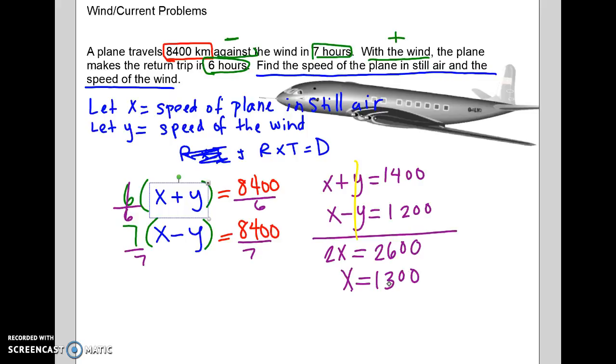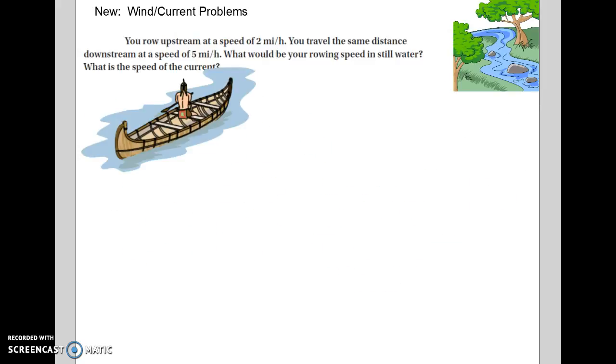So the speed of the plane in still air is 1,300, and I can plug that back into any one of the equations, but I'm going to plug it into this one because it's much smaller and simpler. So 1,300 plus y equals 1,400, which means the speed of the wind is 100 kilometers per hour. So speed of the plane in still air is 1,300 kilometers per hour, and the speed of the wind is 100 kilometers per hour.